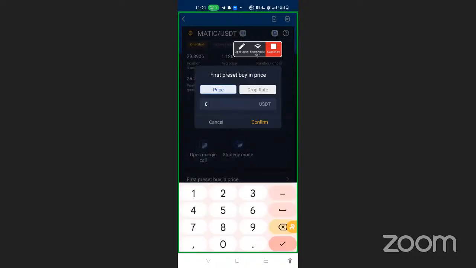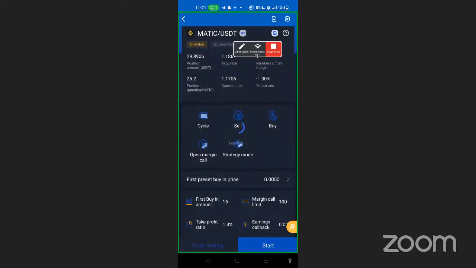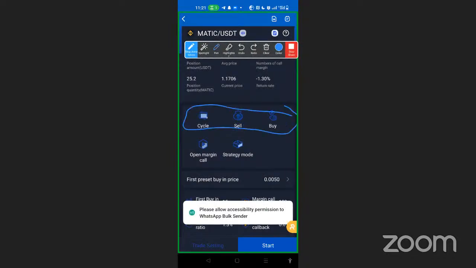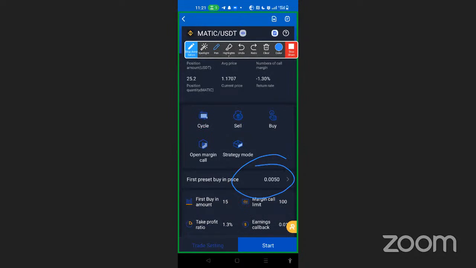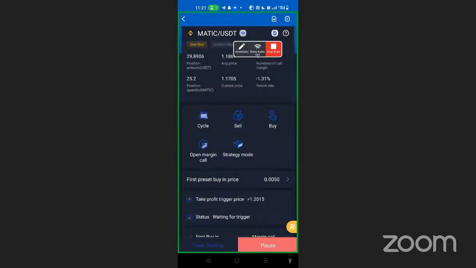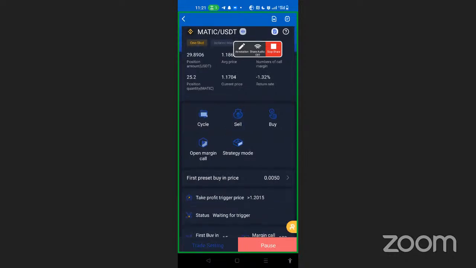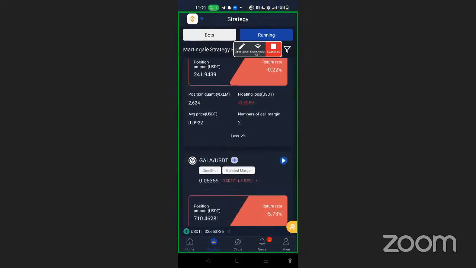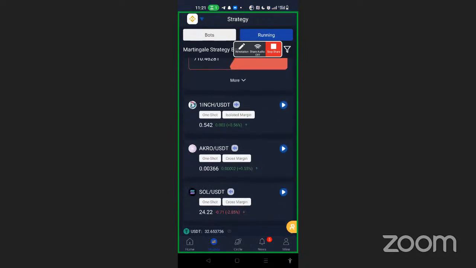Let me say 0.005. If I press it here and I confirm, the robot will wait for the market to touch this price to be able to buy it. So let me confirm this. When I confirm, this is already a running coin, so this will not make sense. But if we go back here, there are presets here that didn't pick up. There's this one of Solana.